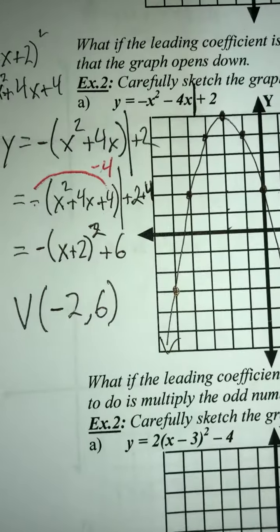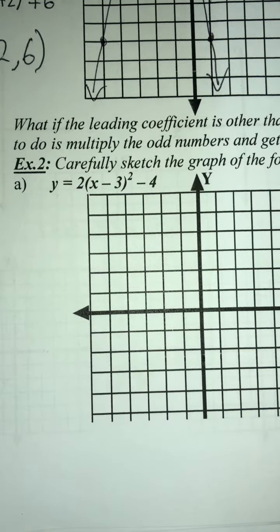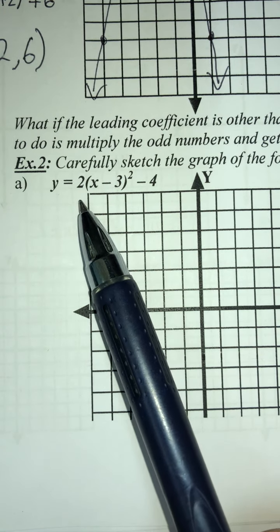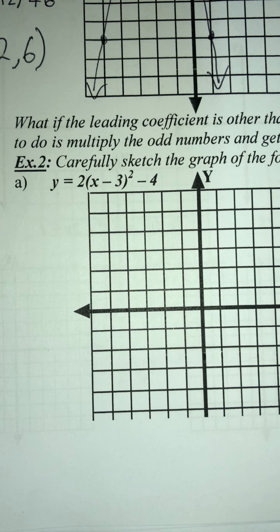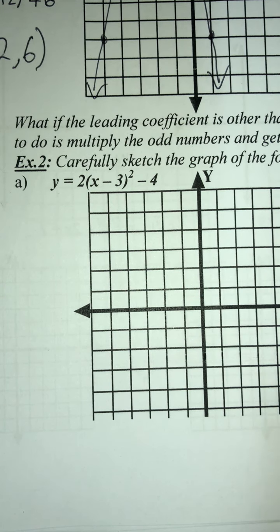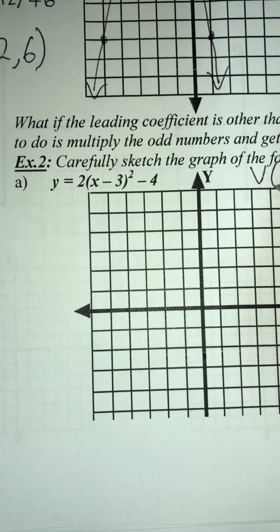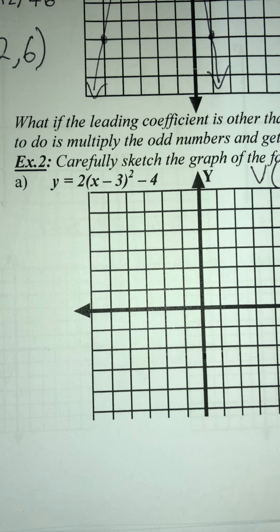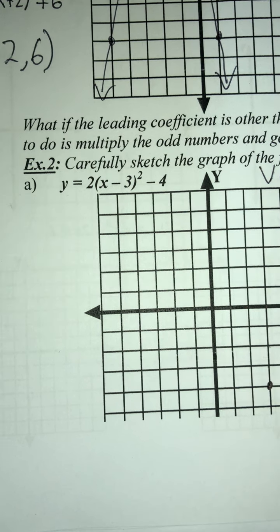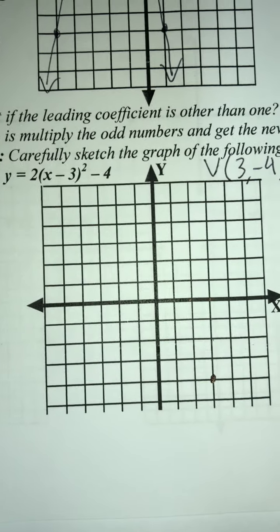So let's try something that's not just a negative. The negative just means it opens down. What if there's a 2 here? Well, the nice thing is they've already given us the vertex, so we can actually make that first. So the vertex of this one is just positive 3, negative 4. So plot that out. 1, 2, 3, 1, 2, 3, 4. So there's my point.